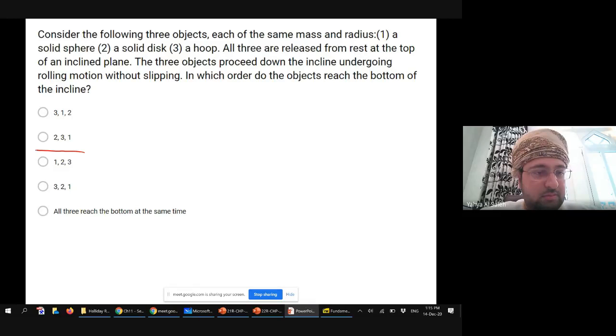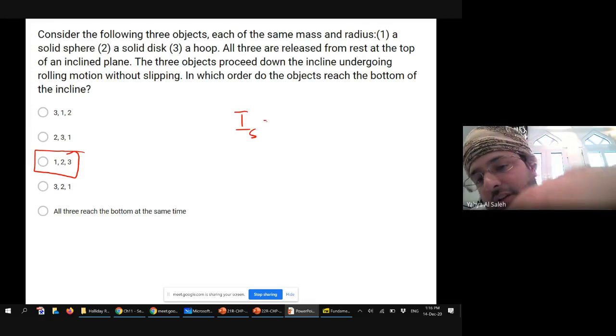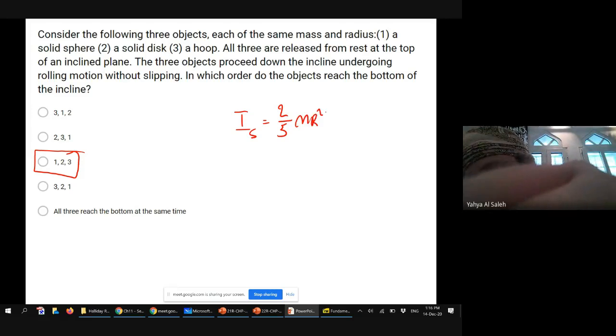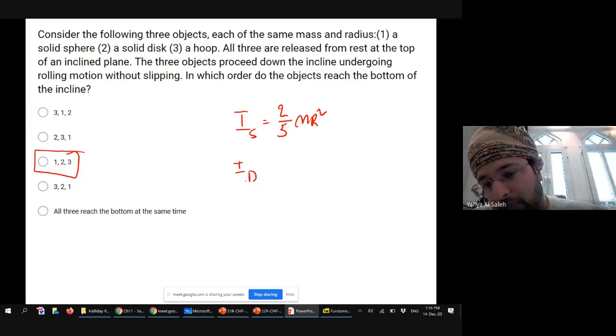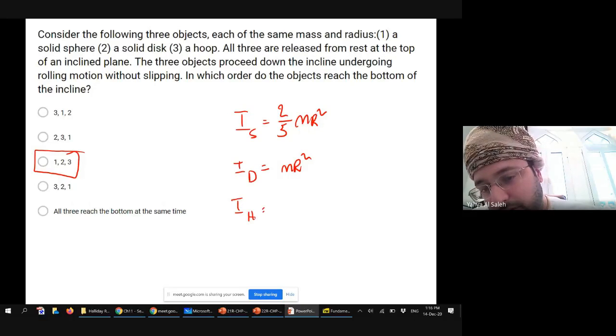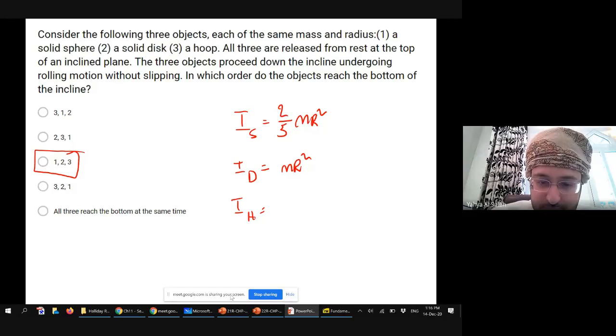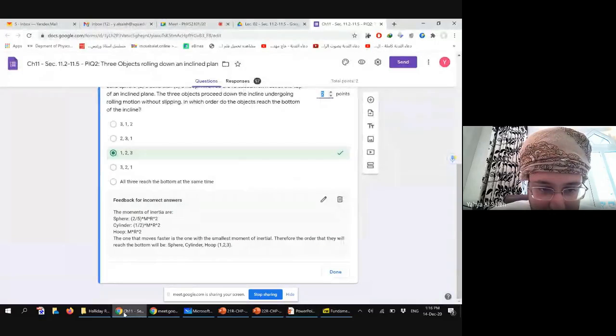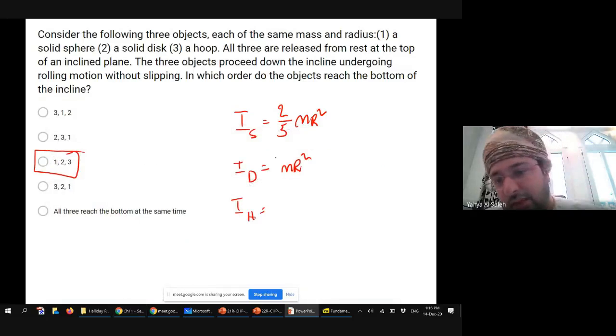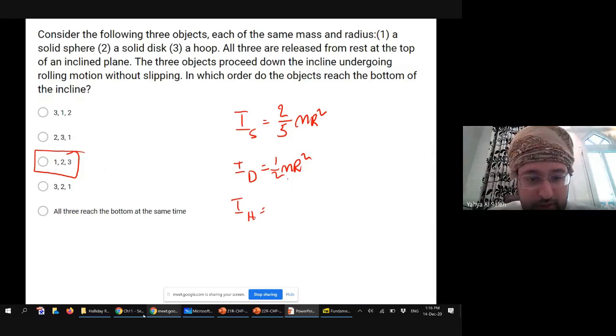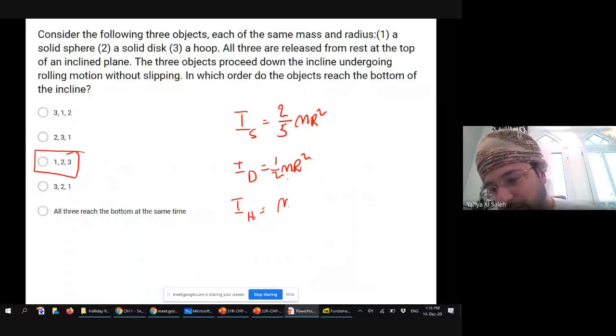The correct answer is 1, 2, 3. Why? I sphere equals 2/5 mr squared. I disk equals half mr squared. And I hoop is equal to mr squared.